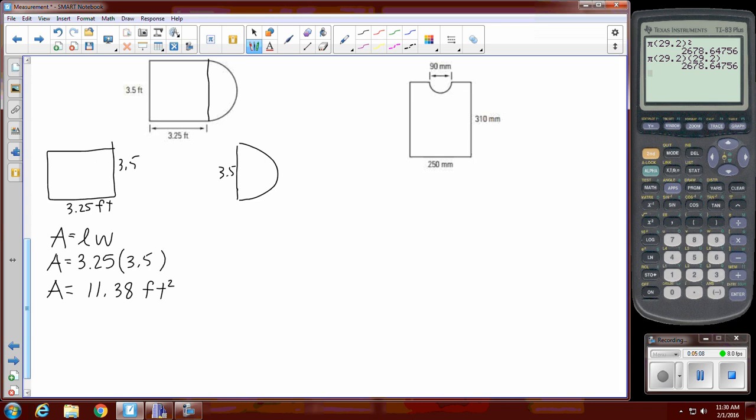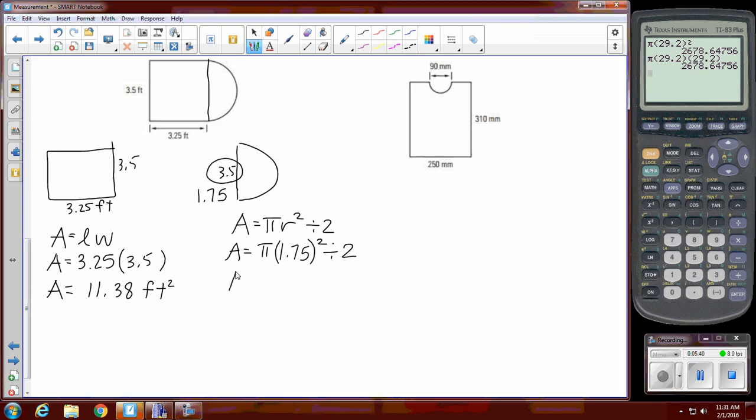So that would be the area of just the rectangle. Now this is a circle, so we know that the area of a circle is pi r squared, but this is only half of a circle, so we're going to end up dividing this by 2. So again, we could say pi times, oh, we need the radius. 3.5 is our diameter, so if I divide that by 2, the radius is 1.75. So 1.75 squared divided by 2.